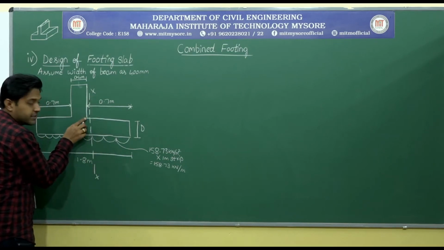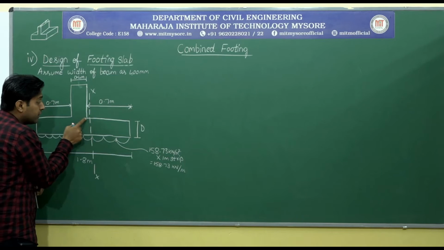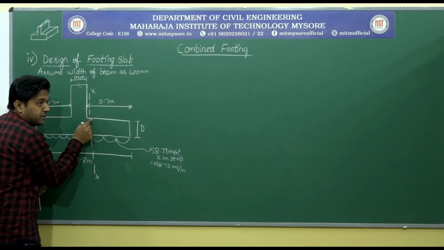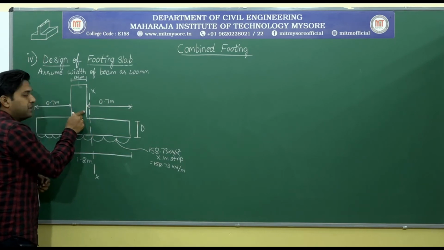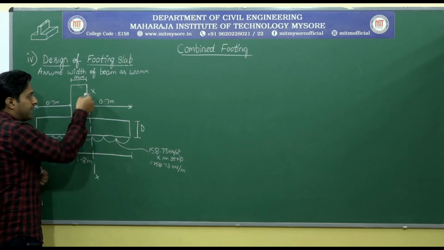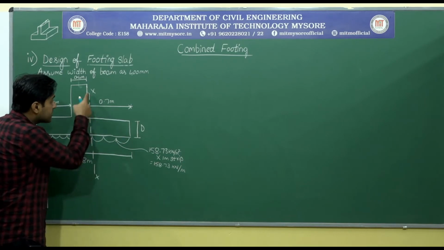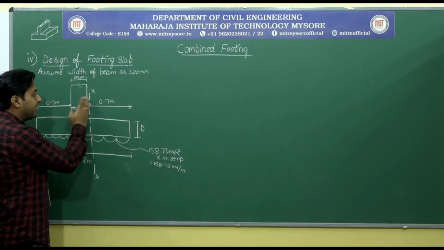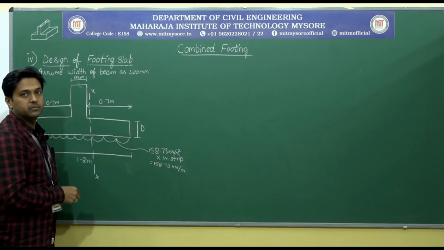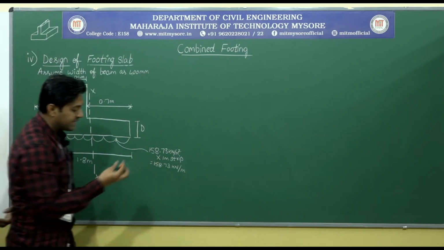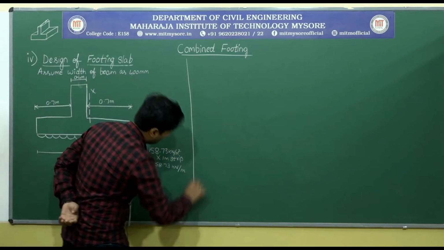This portion is the face of the beam. Don't think that it is some distance from the beam. It is almost on the line of the beam, but to show the distinction, I have written it somewhere away. Okay. So now this is the critical point where the bending moment will be maximum. So let us calculate what is the maximum bending moment.